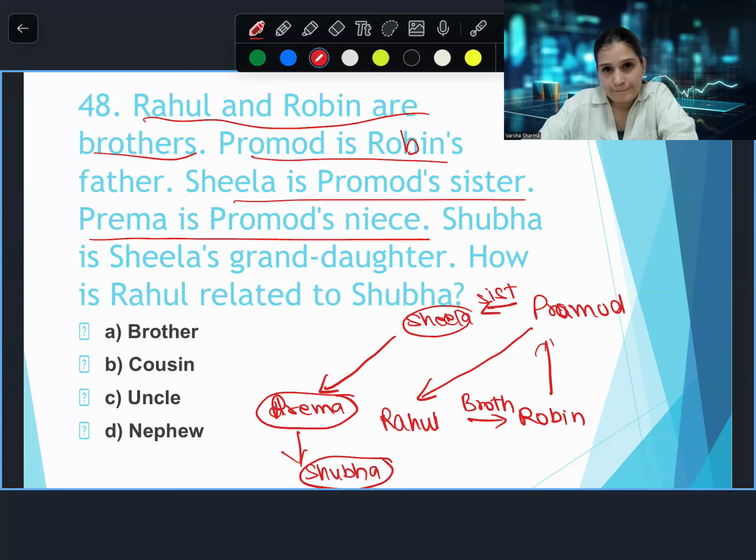How can you tell daughter of Prema, ma'am? Whose daughter will it be? It could be Rahul, Robin, or Prema. These are Sheila's three grandchildren, no? They said specifically Sheila, that's why. Oh, yes, ma'am. Sorry. If they would not have mentioned it, then it can be anyone's. So you're taking the blood ones first directly. Yes. Always the blood, near blood ones. Okay. How is Rahul related to Shubha?